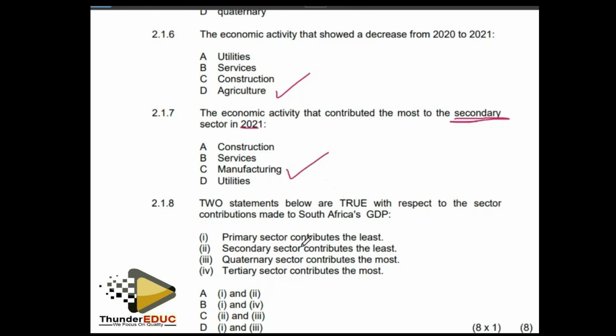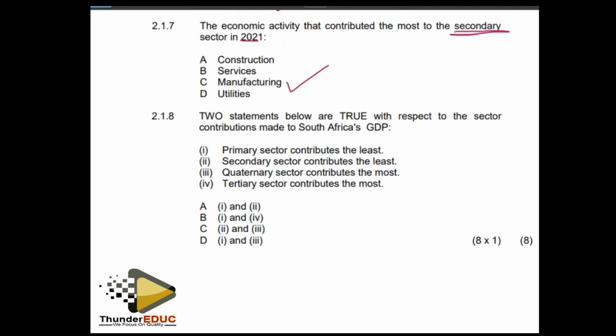Then we go to the statements below. Two statements below are true with respect to the sector contribution made to South Africa's GDP. Primary sector contributes least. But is it contributing least? We shall find out. They say secondary sector contributes least. Is it? Obviously, wherever there is a two it is wrong. But it's true that the primary sector contributes least.